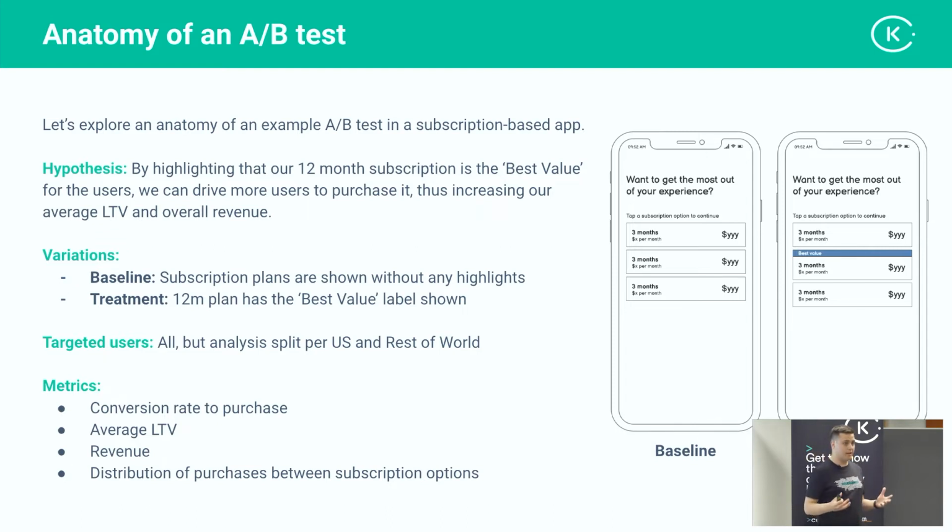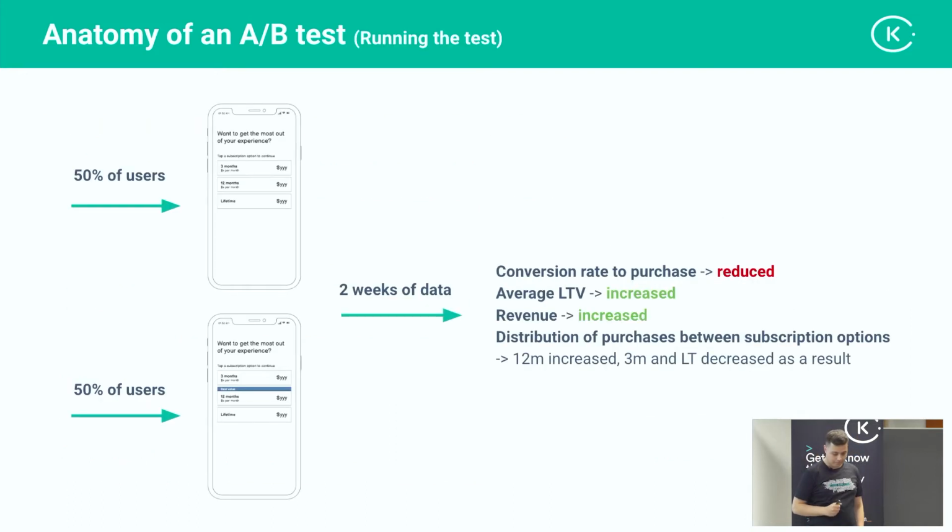You can also look at average LTV, given it's a subscription app: how much do users renew on average? You can also look at the absolute revenue, because not all of the options bring you in the same amount of revenue. And you can also look at the distribution of what users actually choose on this screen. What percentage of users opts for 3 months, what percentage opts for 12 months, and what percentage takes the lifetime plan?